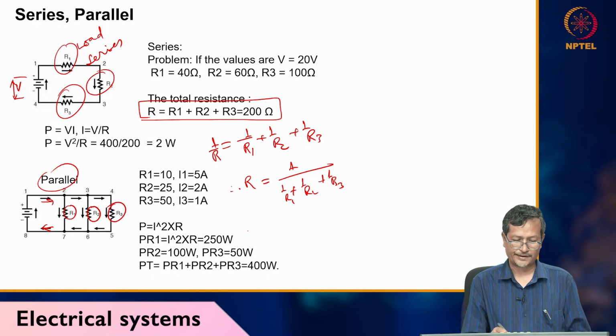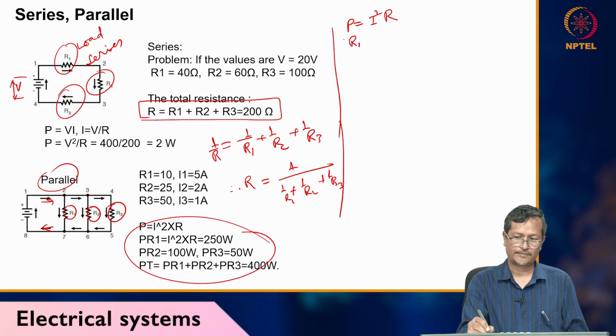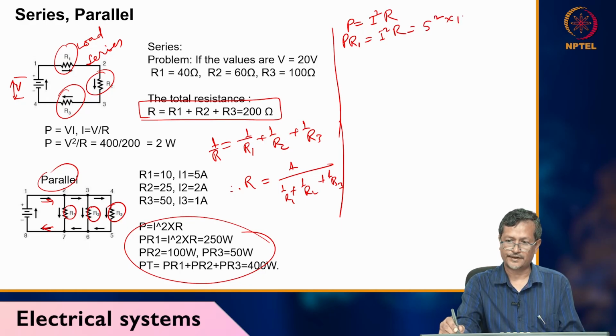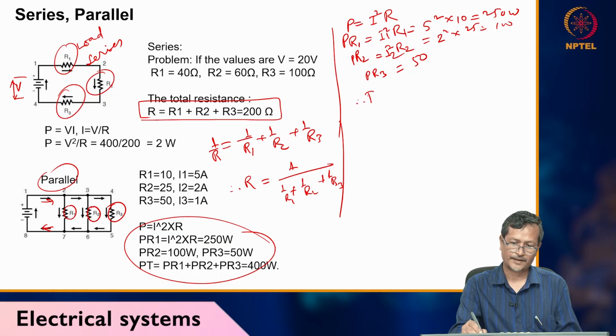In a parallel circuit, power is calculated like this. We know power equals I square R. So for R1, the current is 5, so 5 square into R value, which is given as 10, so 250 watt. For R2, I2 square R2, 2 square into 25, so 400. For R3 we get 50. So total power PR1 plus PR2 plus PR3 equals 400 watt.